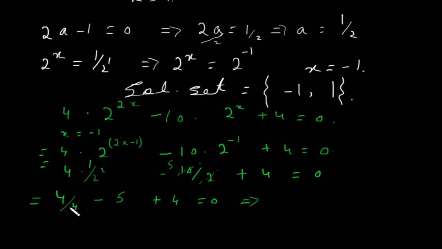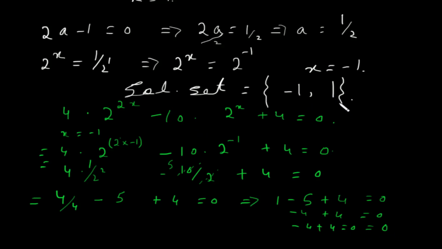Let me see. So this is 1 minus 5 plus 4. So yes, look at this one. 1 minus 5 gave us minus 4 plus 4. Is it equal to 0? So yes, it is equal to 0. So by substituting, x is equal to minus 1 is a valid root.